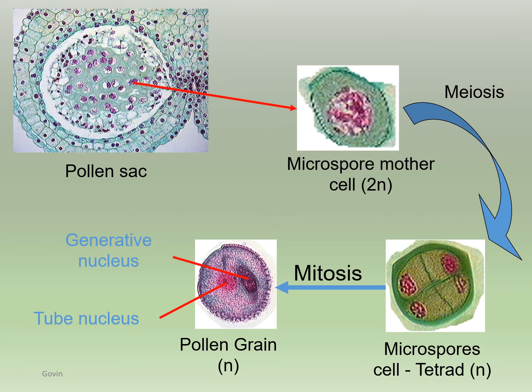Okay, this one is the same diagram as just now, but this one shows the actual specimens. From this diagram you can see this is the microspore mother cell, which is diploid, and this is the meiosis process, and this is the microspore cells, a tetrad. Okay, and then this is the pollen grain. The nucleus in the pollen grain divides by mitosis to produce 2 nuclei, which we call the generative nucleus and the tube nucleus.